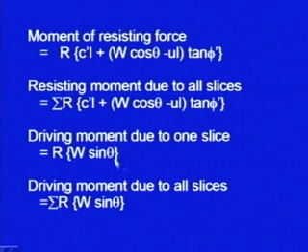So, driving moment due to one slice will be r, the radius, into the component of the weight which is acting tangentially to the failure plane. So, driving moment due to all slices will be equal to summation of r W sin theta. We will find out W sin theta for each of the slices and then multiply by r, take their sum, that gives you the total driving moment.